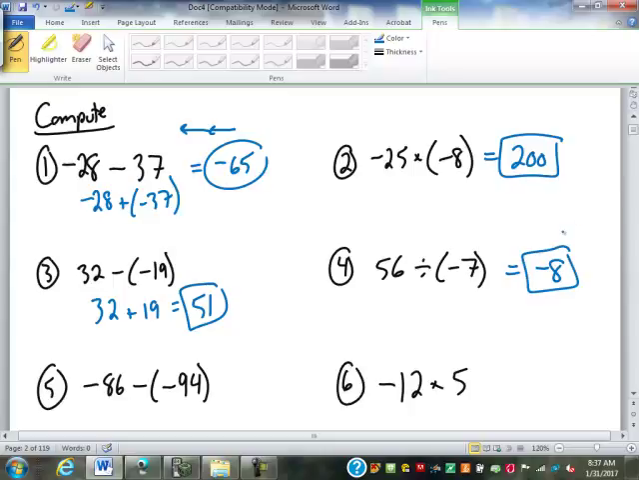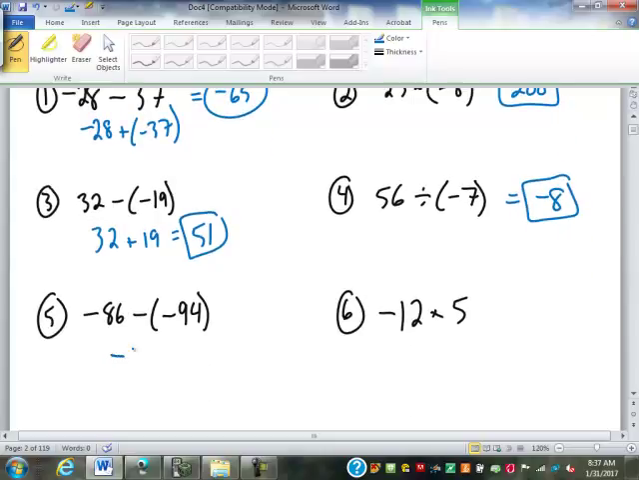You are correct. Negative 86 minus negative 94 becomes negative 86 plus 94. So it's negative 86, positive 94 is positive 8, or just 8. Negative 12 times 5. Well, negative times a positive. Negative 12 times 5, 60.